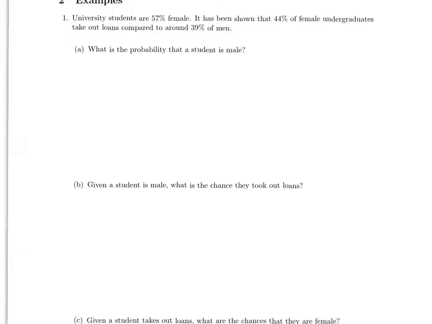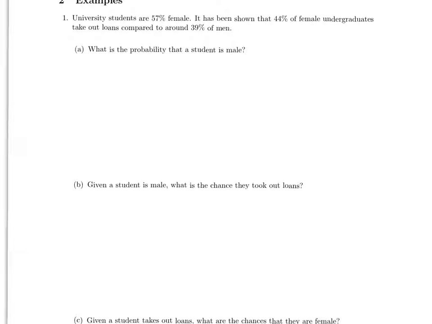For this example here, we're going to go ahead and divide all university students into male or female, once again pretending this whole sex dichotomy. And then we're going to divide those based on if they take loans out or not. So our first question here is, what is the probability that a student is male?